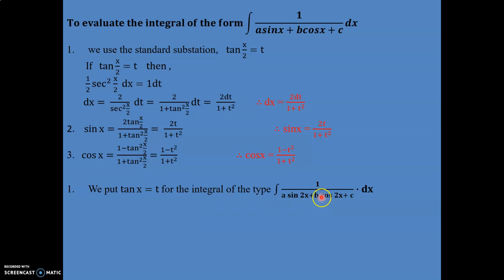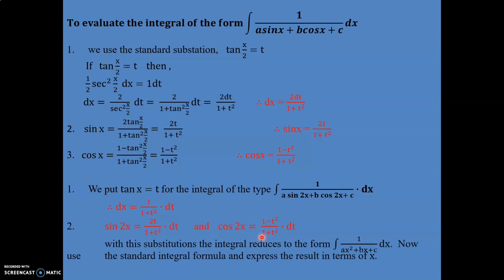And in the format of integral 1 upon a sin 2x plus b cos 2x plus c, we can substitute t is equal to tan x. For sin x and cos x we have to put the half angle formula, that is t is equal to tan x upon 2. And if the term is sin 2x, cos 2x, sin square x or cos square x, we will substitute t is equal to tan x. So dx is equal to 1 upon 1 plus t square dt. So sin 2x is 2t upon 1 plus t square, and cos 2x is 1 minus t square upon 1 plus t square.